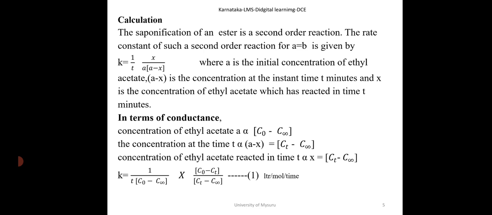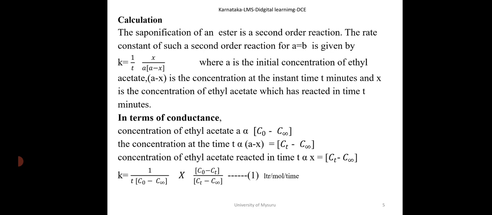Calculation. The saponification of ester is a second order reaction. The rate constant of such a second order reaction for A is equal to B is given by K is equal to 1 by t into x divided by a into a minus x, where a is the initial concentration of ethyl acetate, a minus x is the concentration at the instant time t minutes, and x is the concentration of ethyl acetate which has reacted in time t minutes.